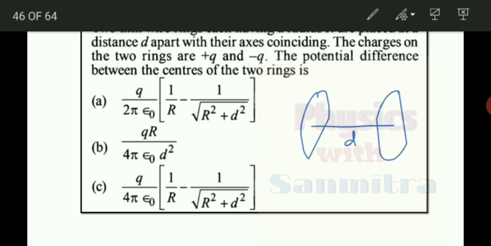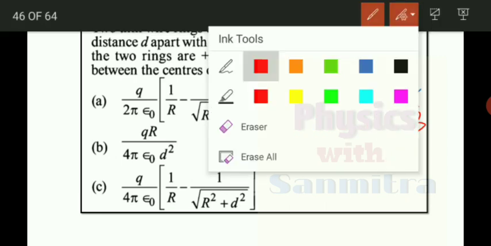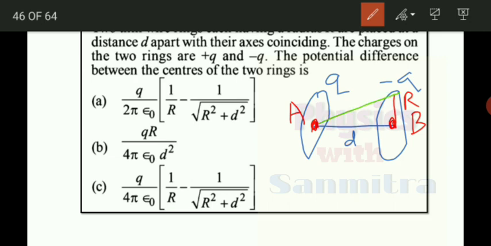First of all, the charges on the two rings are plus q and minus q. Let's say this is plus q, this is minus q. Let's say this is point A, and this is point B. So at A, what will be the potential? See, this is the radius r, and this distance I can say is root over of d square plus r square.